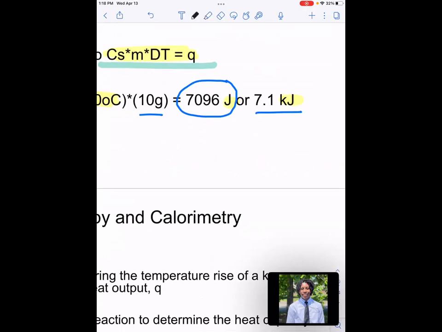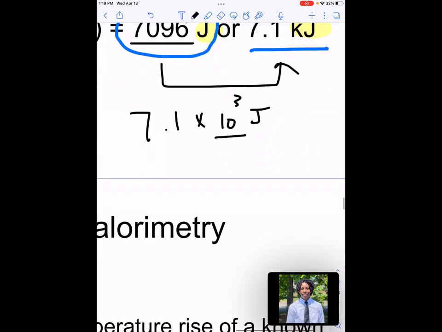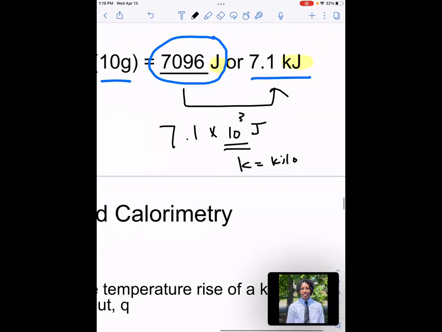Now let me explain this. We've talked about this already. So if I have 7,096 joules, that's the same as 7.1 times 10 to the third joules. And then we know that the 10 to the third, the prefix for that is K or kilo. So that's why I can write that number in kilojoules, right? So 7,096 is the same as 7.096 times 10 to the third.